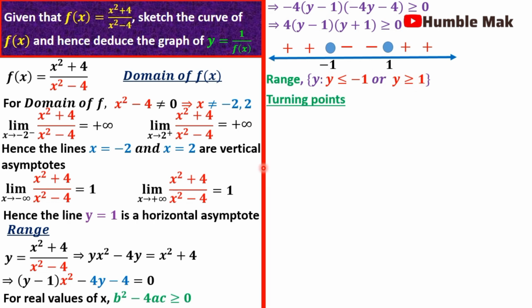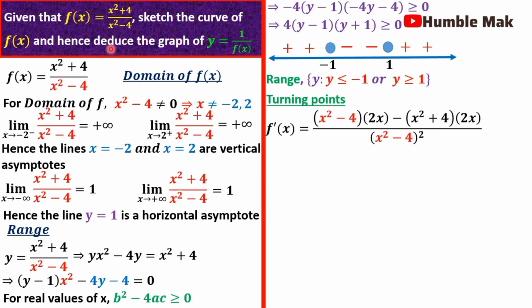The next thing, we need to get the turning points. So friends, to get the turning points, all we need to do is differentiate the function. Namely, we find f prime of x. And this is a rational function. To do this, we keep the bottom constant, differentiate the top, differentiate x squared plus 4, we have 2x, minus the top, differentiate the bottom, we have 2x, everything over the square of the bottom. If we evaluate this, we have -16x over (x squared minus 4) all squared.